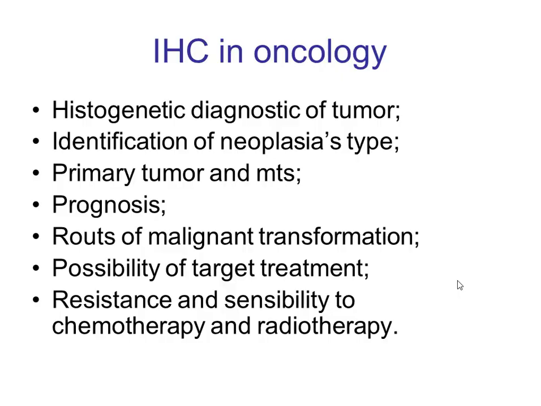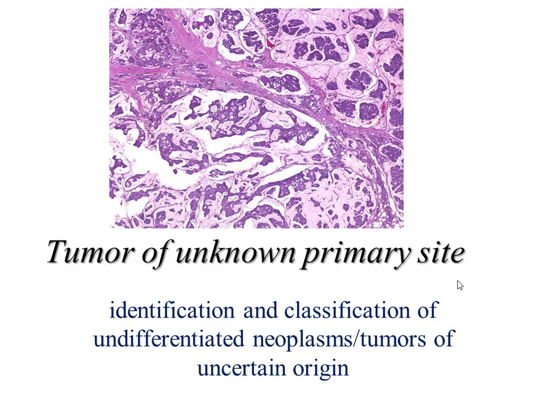How can we use immunohistochemistry in oncology? First of all, for histogenetic diagnosis of the tumor, for identification of the type of neoplasia. We can differentiate the primary tumor and tumor metastasis. We can make a prognosis, determine routes of malignant transformation, the possibility of targeted treatment, which is very important now, and resistance and sensitivity to chemotherapy and radiotherapy. Now we will talk about the identification of the tumor of unknown primary site.